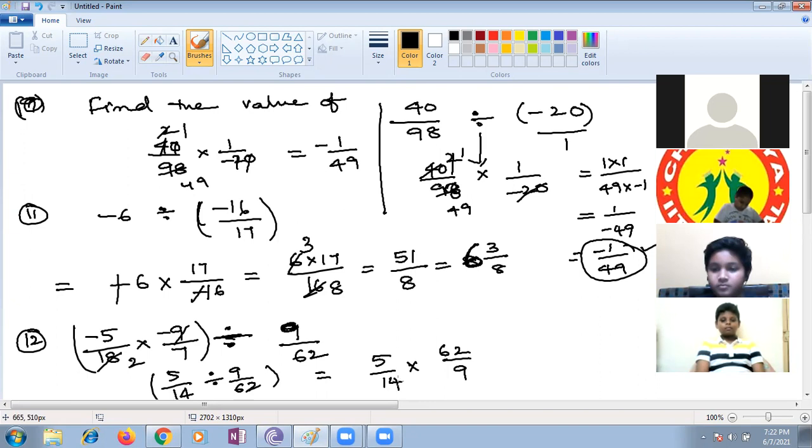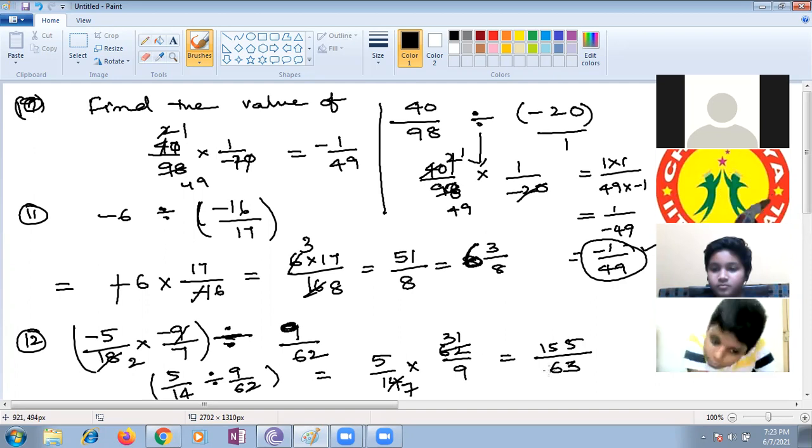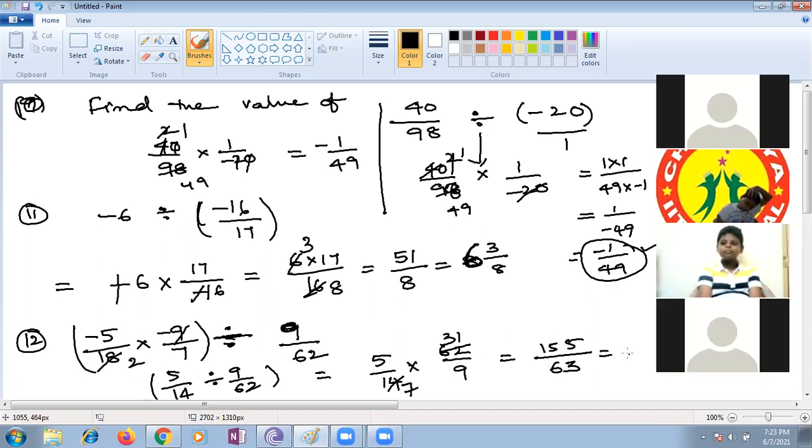Ma'am, 2 sevens are 14. 2 thirty-ones are 62. Yes, 31 fives are 155. It's 9 by 7. 9 sevens are 63. Come on, please do that. Whatever leftover part, please tell me. 126, you need to subtract from 155. Ma'am, 229 by 63, ma'am. Yes.